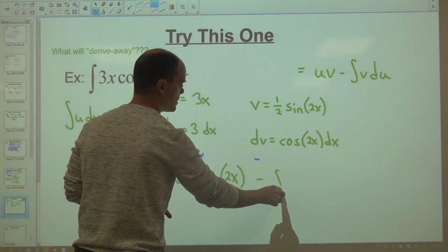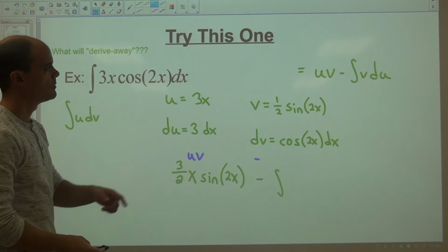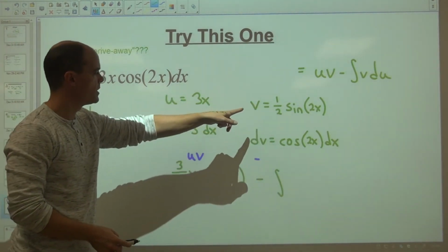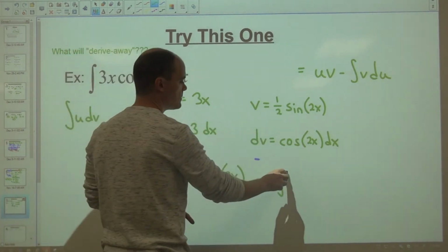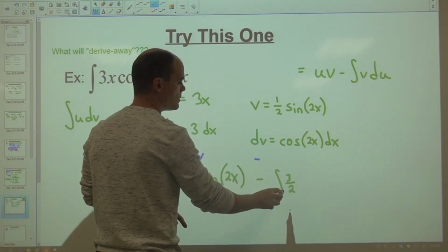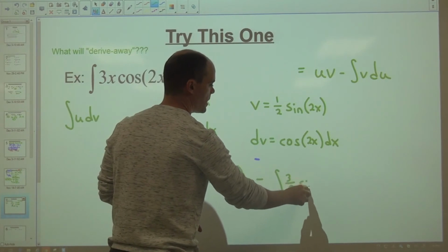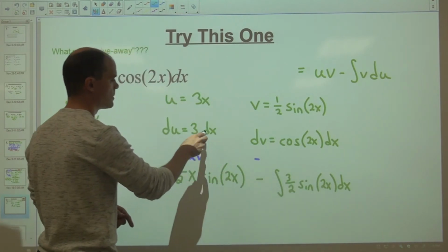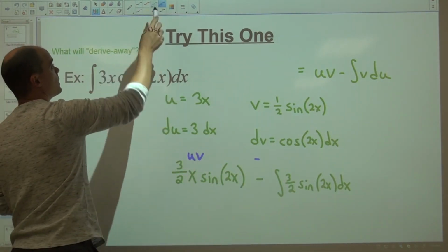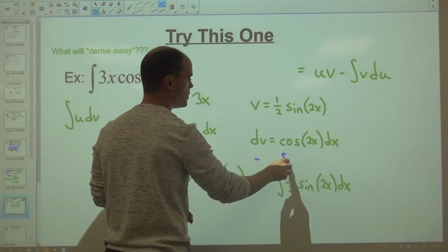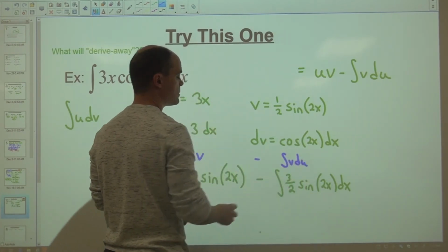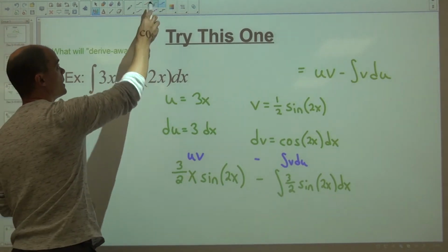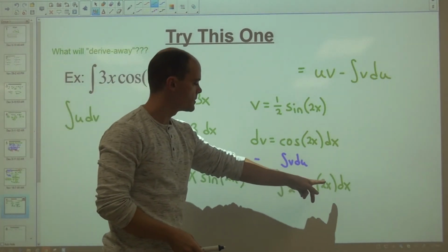and then I need the antiderivative of, well, what does it say? It says v du. Here's du. There's v, so it's going to be 3 halves sine of 2x, dx comes along for the ride. And there's the rest of my rule, v du. And now we have one more antiderivative left to take. I've got to antiderive this.